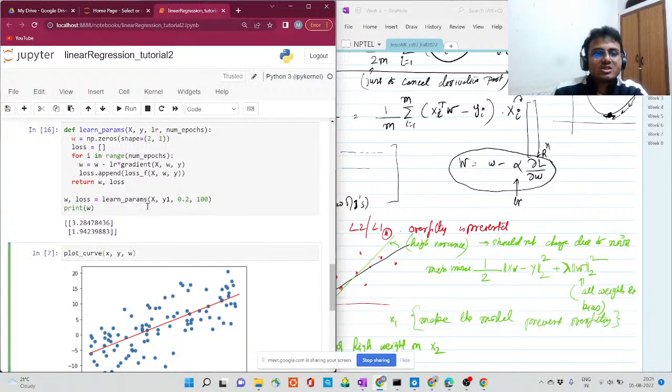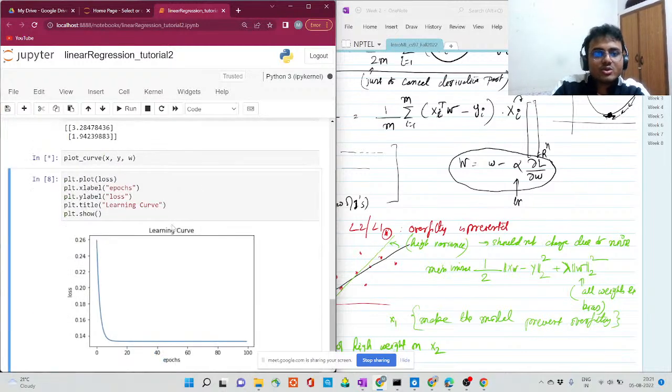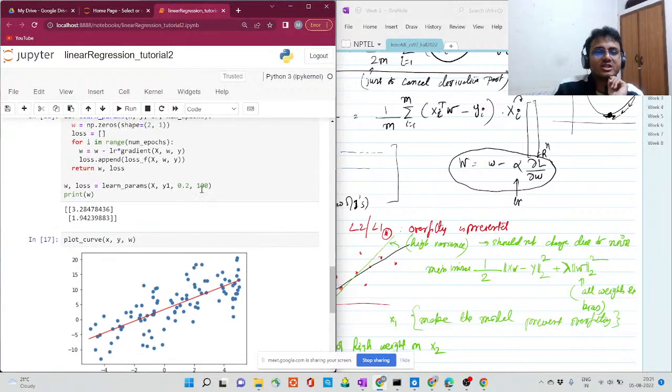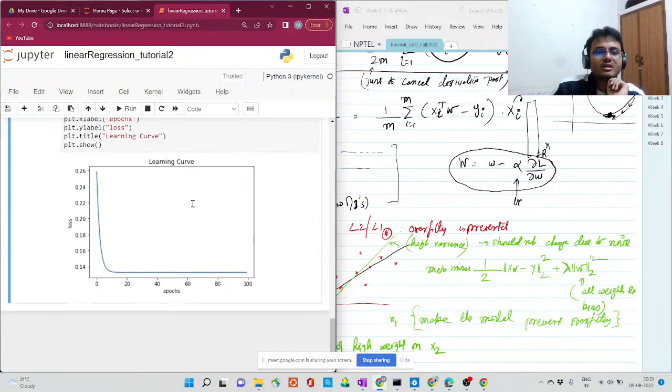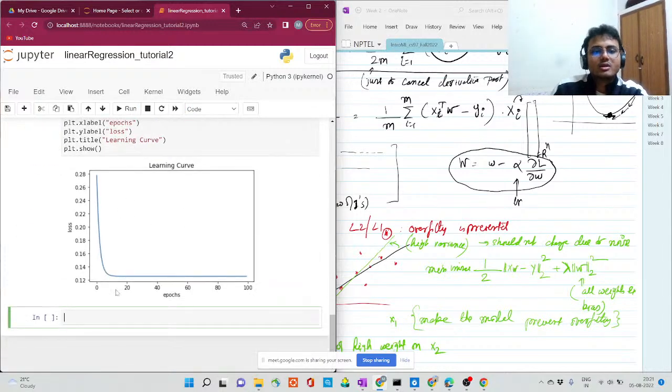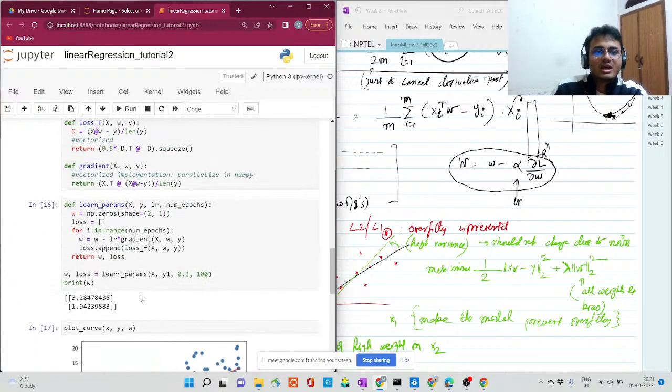Now I'll give you this example. See, it has learned after 100 iterations with a learning rate of 0.2, and this is the learning curve, showing how the loss decreases with your number of epochs. I'll give you another example, then we'll end the session.